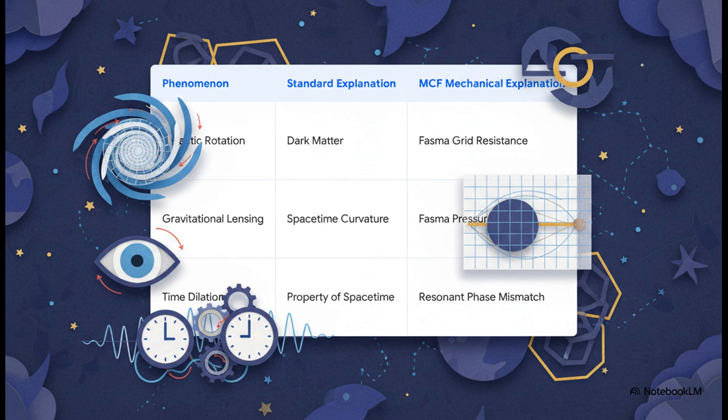You know the weird rotation of galaxies? It isn't caused by some invisible mass. It's explained as simple resistance from the plasma grid. Gravitational lensing isn't space-time bending. It's a direct result of that plasma pressure deformation we just talked about. Even something as wild as time dilation is reframed mechanically as a resonant phase mismatch. Basically, clocks in different pressure zones of the plasma are vibrating at slightly different frequencies, so they drift out of sync.